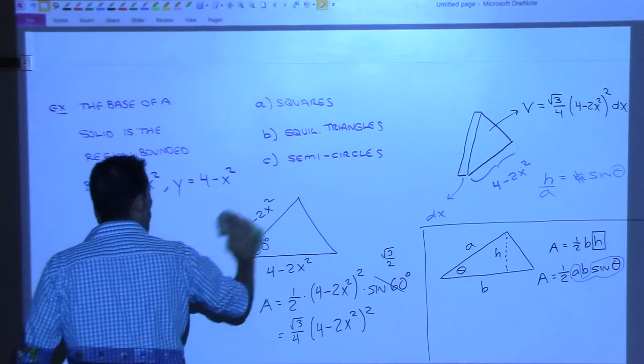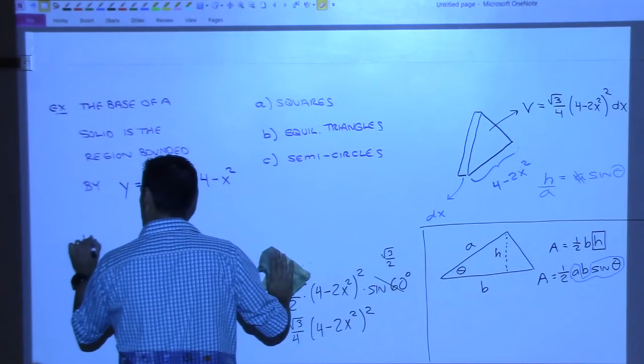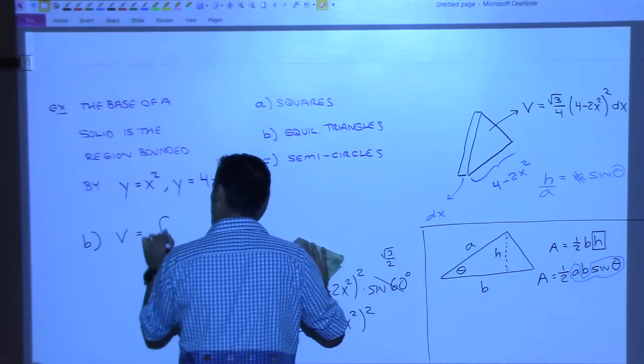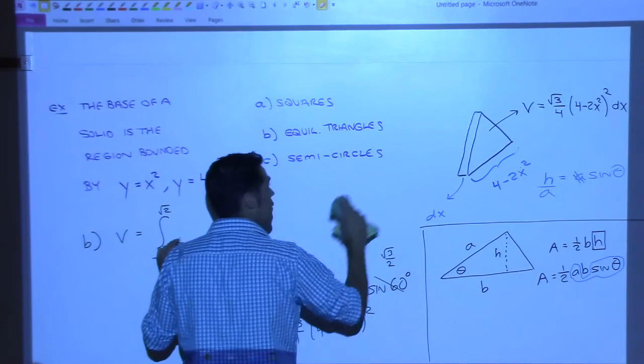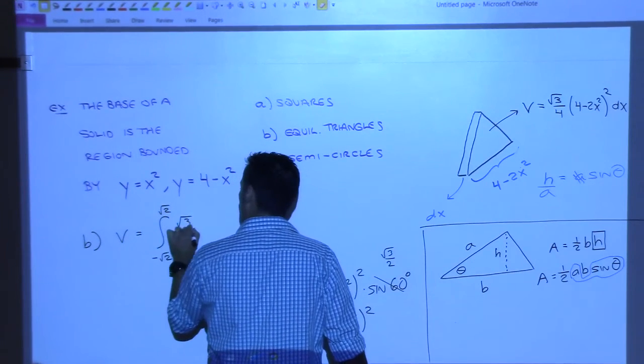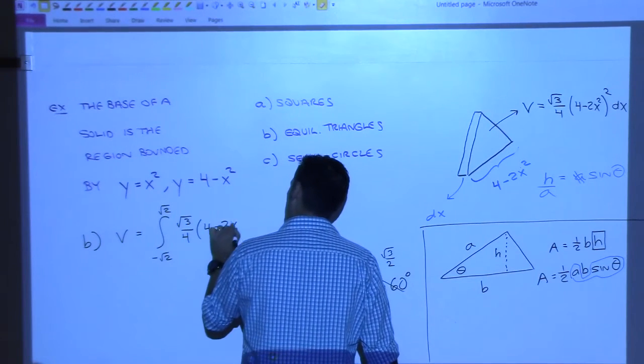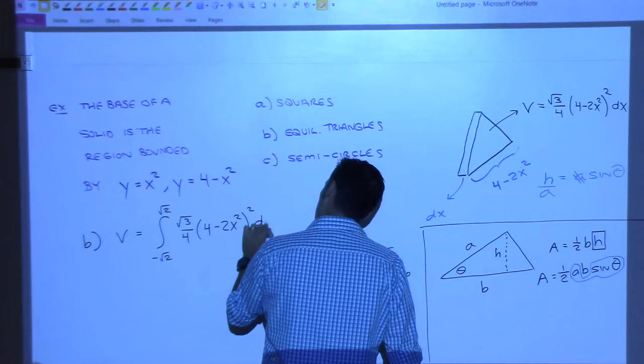The answer to part B is volume equals integral negative root 2 to root 2 of the formula we came up with, which was root 3 over 4. We could pull that out as a constant, but we're not going to integrate it anyway, right? So who cares? There we go.